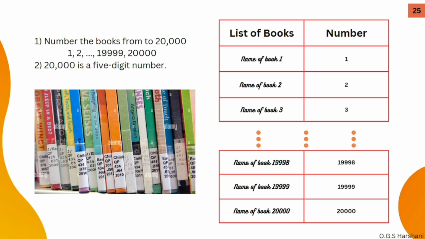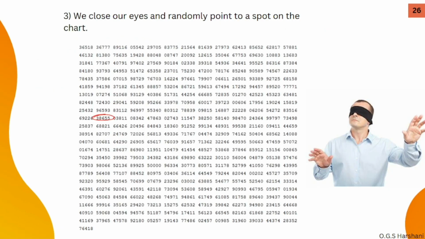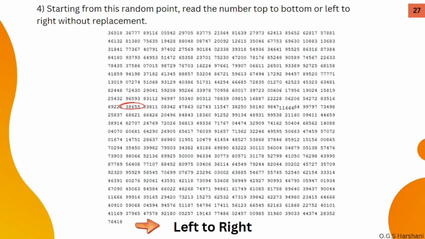Here, first we assign a unique number to each book in the library from 1 to 20,000. Next, we close our eyes and randomly point to a spot on the chart. Suppose this red circle number is our arbitrary point that was selected. Next, starting from this point, read the numbers top to bottom or left to right without replacement. Let's go left to right.